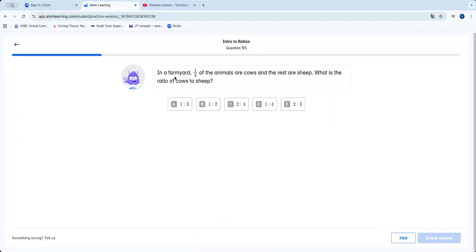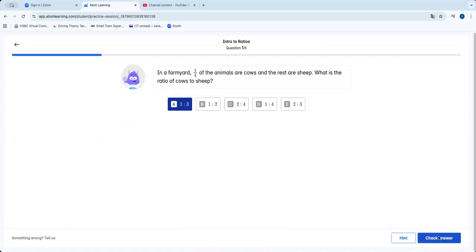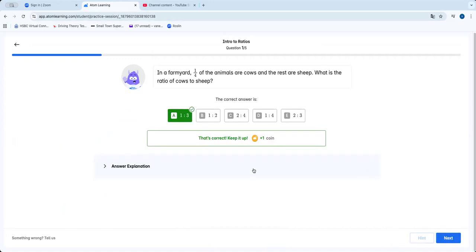Question number 1. In a farmyard, 1/4 of the animals are cows and the rest are sheep. What is the ratio of cows to sheep? In this case, cows are 1/4 and sheep are 3/4, because if you add them, they equal 4/4. So in this case, it would be 1 to 3. We always take the numerators to make the ratio if it's in a fraction case. So as we said, 1 to 3 is going to be the answer. So quickly check. And that's correct.